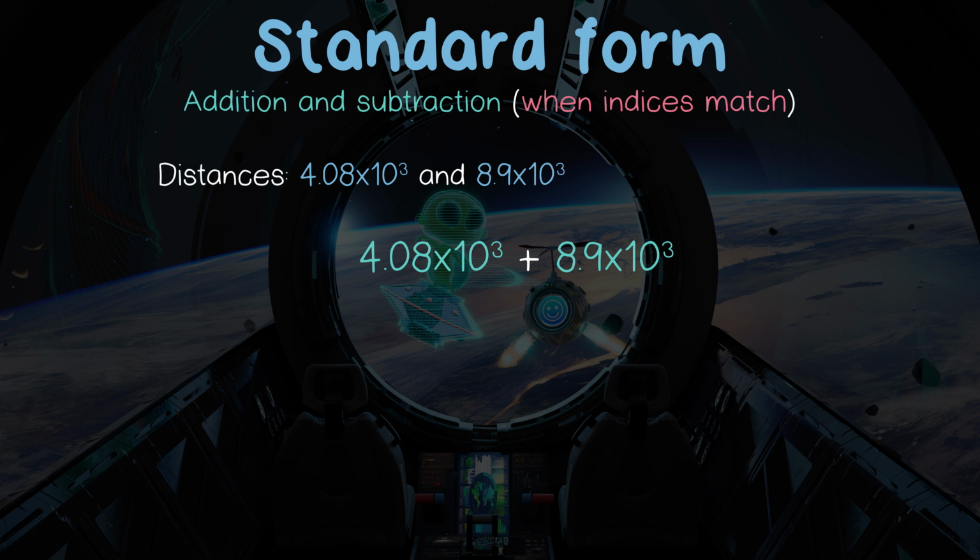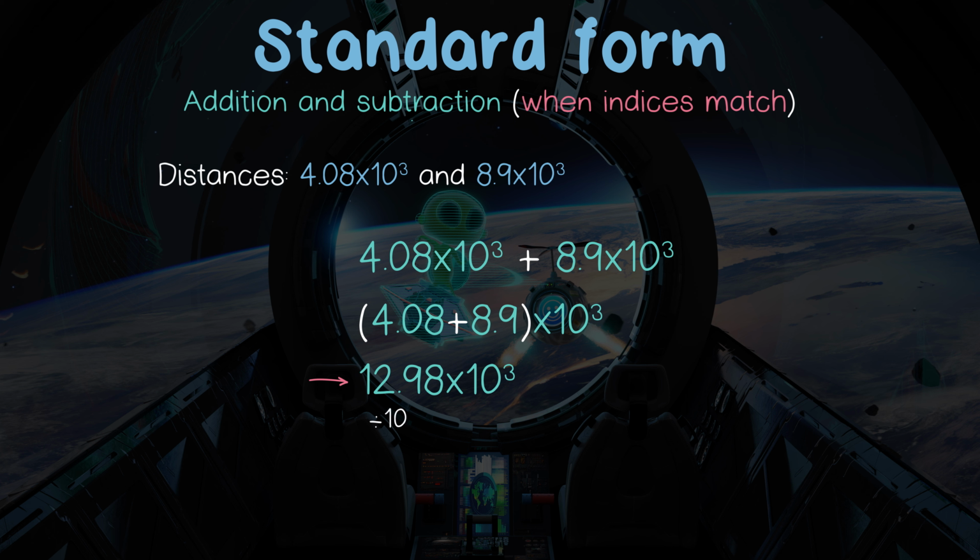Okay, let's say we had 4.08 times 10 to the 3 plus 8.9 times 10 to the 3 instead. Adding here would leave us with 12.98 times 10 to the 3. So we performed our first steps. We checked that our indices matched, and they do because they're both 3. And then we added our first numbers together. However, when we check now to see if our number is in standard form, it's not. If we shift our decimal point one place to the left and raise our power by 1, so that we are still representing the same number, we find our answer in standard form, 1.298 times 10 to the 4.